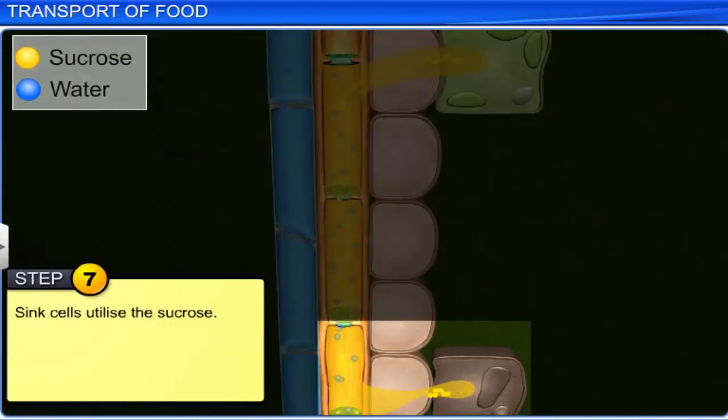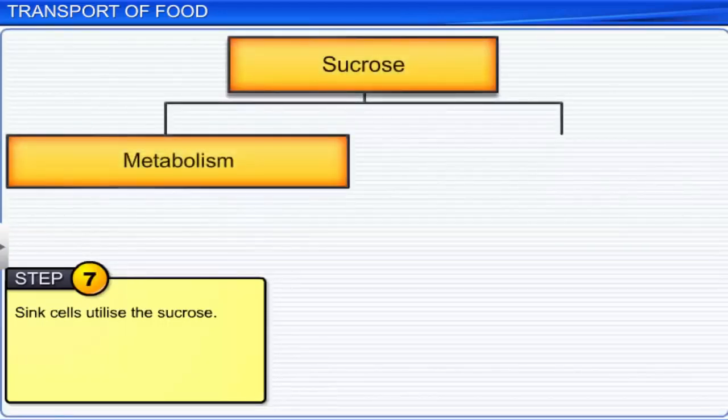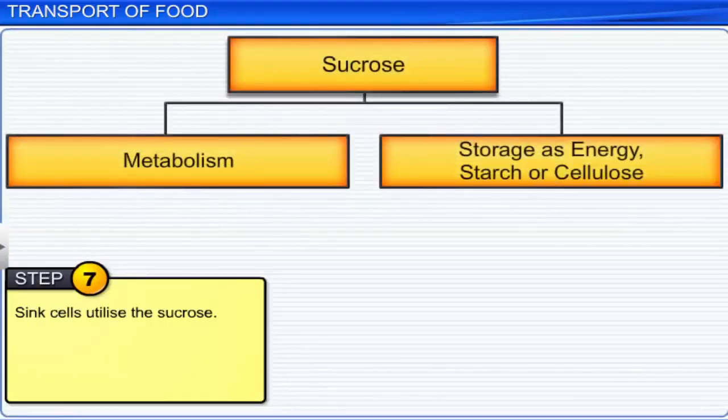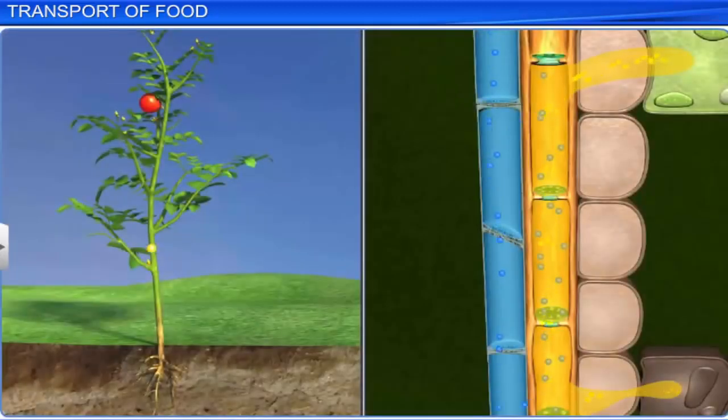The sink cells then utilize the sucrose for metabolism or storage purposes by converting it into energy, starch or cellulose. In this manner, phloem cells transport food, primarily sucrose, in plants by the pressure flow hypothesis mechanism.